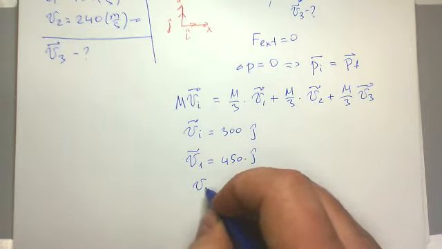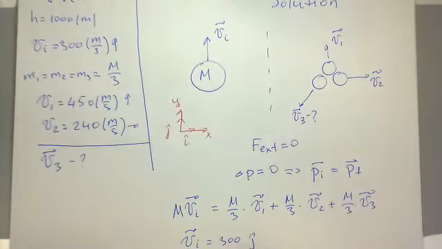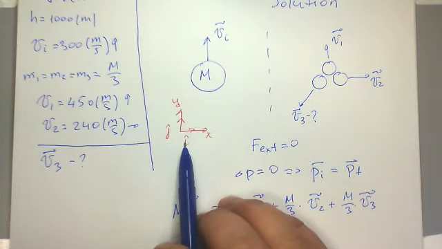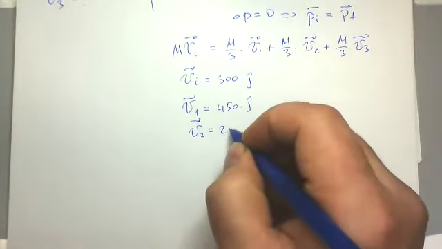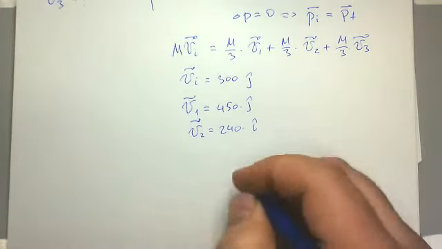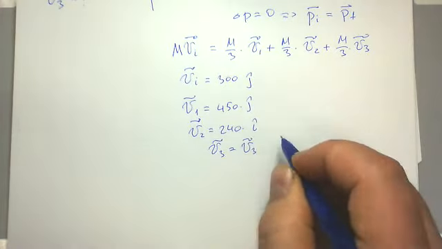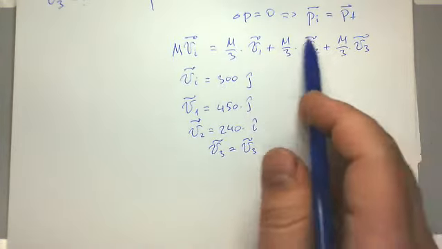The velocity of the second piece is directed to the right. It is given in the problem. So the absolute value is 240, and we need to multiply it by i hat. So that would be just 240 times i hat. And v3 is just v3. So let's combine them together in this equation.